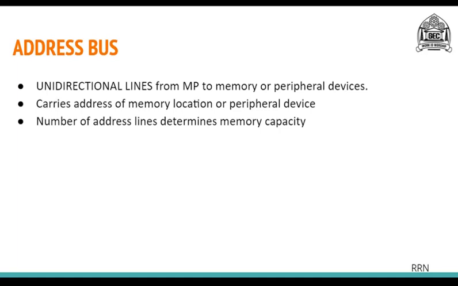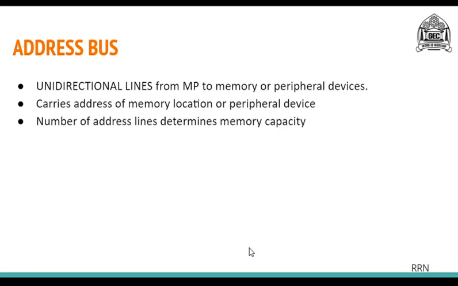For example, if the microprocessor has n address lines, then it can have 2 raised to n memory locations or IO devices. For example, if your microprocessor has 16 address lines, then your processor will have a memory capacity of 2 raised to 16, which is basically 64 KB.